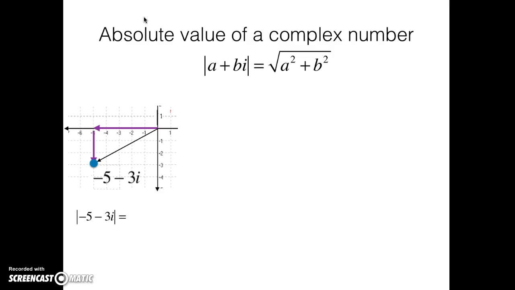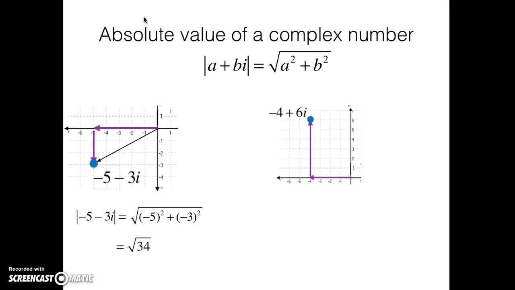So to find the absolute value of -5 minus 3i, we plug in just the constants. We don't need the imaginary i. Square root of -5 squared plus -3 squared. -5 squared is 25, 3 squared is 9. We end up with the square root of 34.